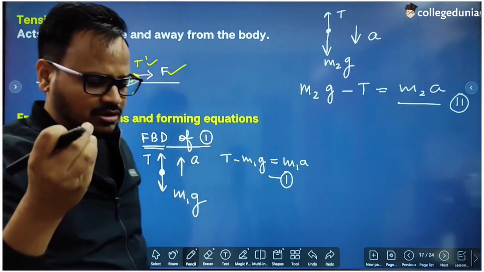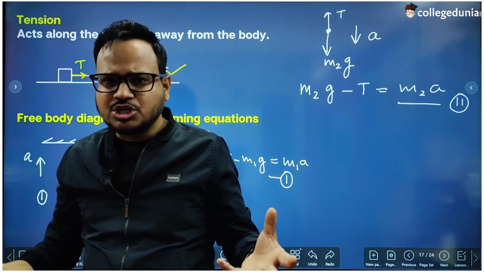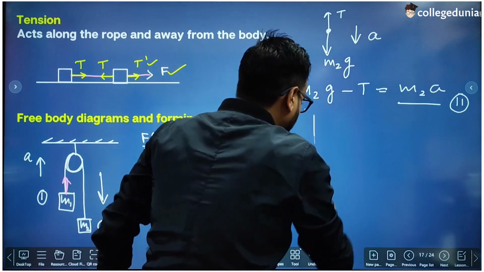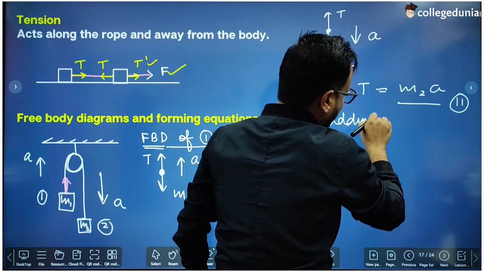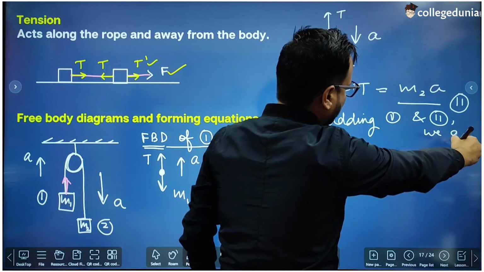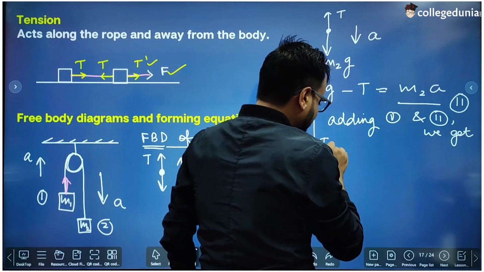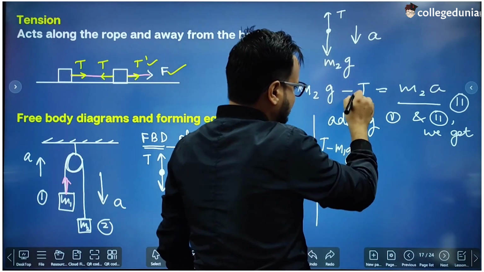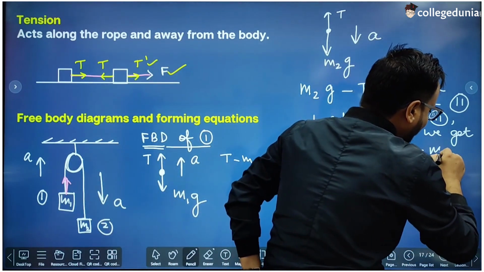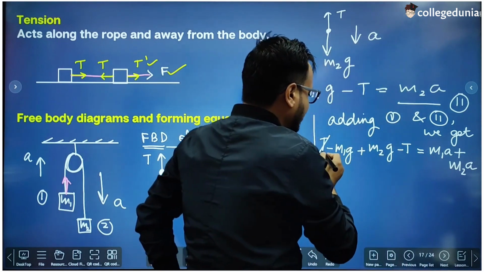We have discussed many methods of solving linear equations in class 10th, which are the elimination method, substitution method, and cross multiplication method. So we can use the elimination method, because if we add 1 and 2, T will get cancelled out. So adding 1 and 2, we get T minus M1G plus M2G minus T on the left-hand side, equal to M1A plus M2A on the right-hand side. Now the T gets cancelled out.